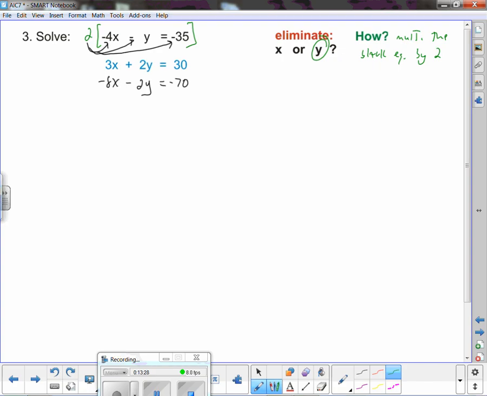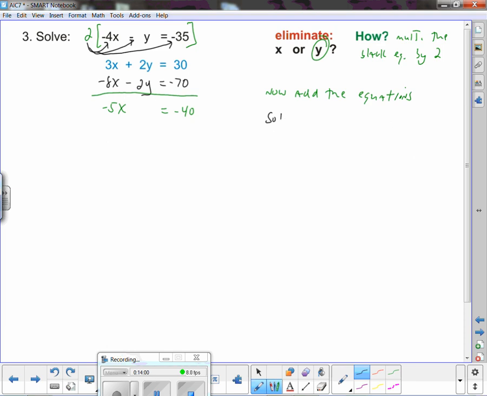Next, add equations. So now add the equations. So I'm going to draw an addition line there. I'm just going to add them up. I get a negative 5x equals a negative 40. Right? Negative 5x equals negative 40. What would you do next?